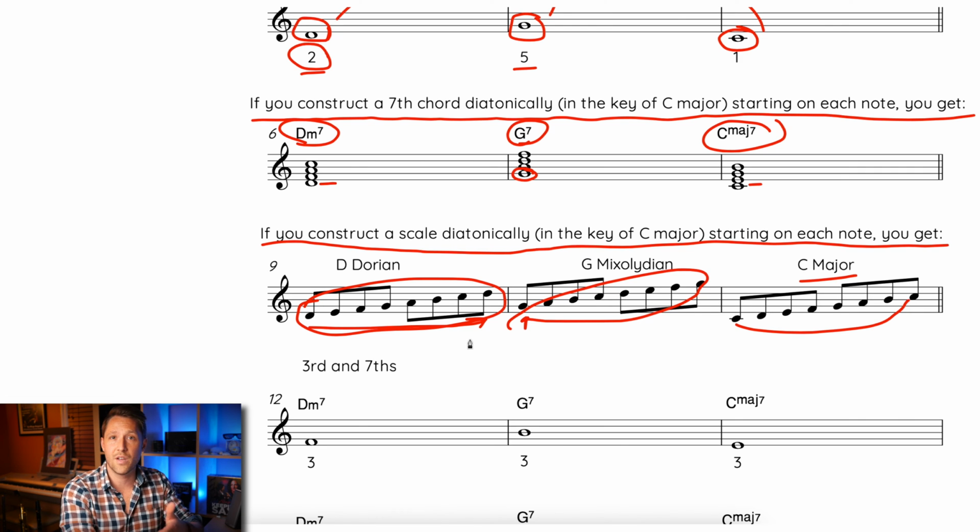You can do that for all 7. You could start a C major scale on the 3rd. On E, that would give you E Phrygian. If you started on F, it's called Lydian, and there's a whole bunch of other ones that I don't want to get into now. All you got to know is that if you do start it on the 2 or the 5, it's called Dorian or Mixolydian. And if you start on 1, it's also called Ionian, but we all just call that a major scale.